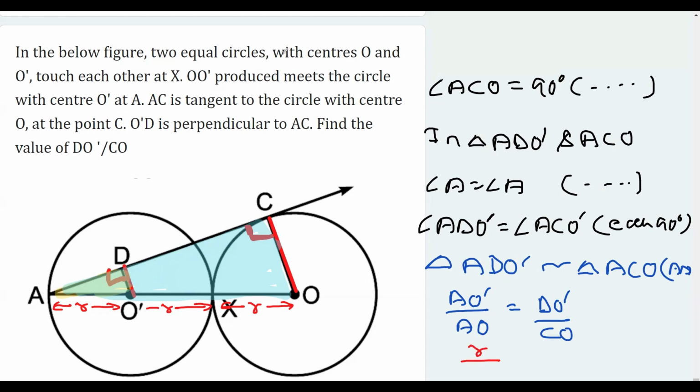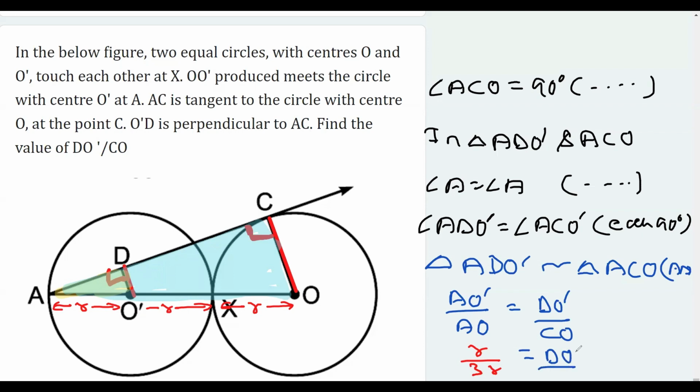Now check for the other one. They're also asking about this one. Can you see this? This is actually R plus R plus R. AO is R plus R plus R, that is 3 times R. So I can replace AO with 3R, and that should be equal to what?